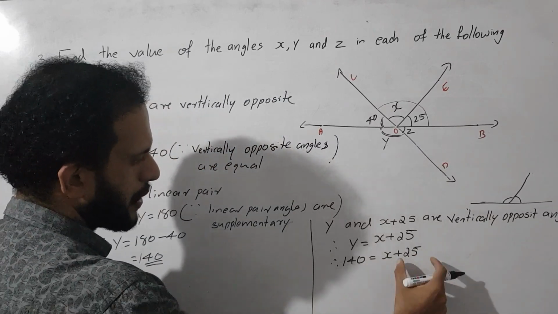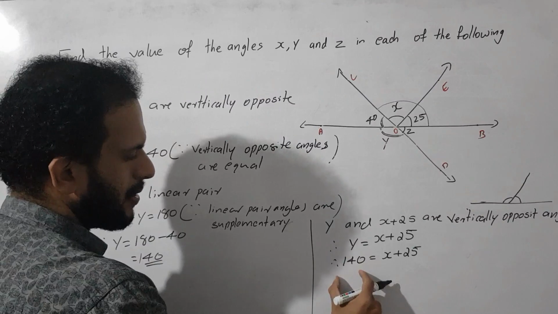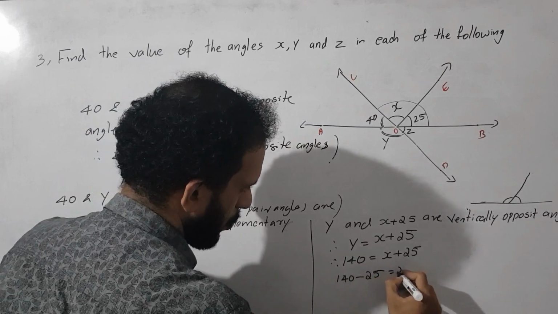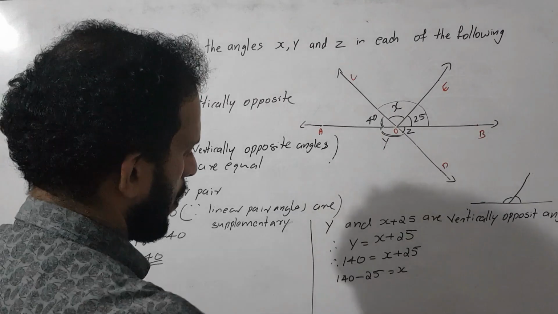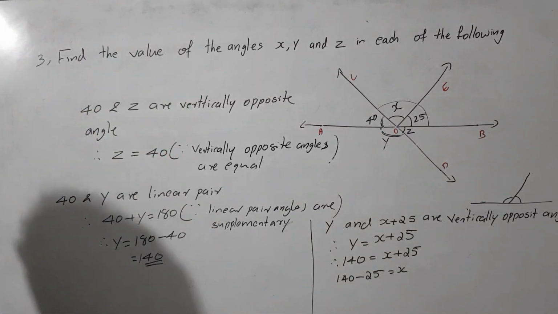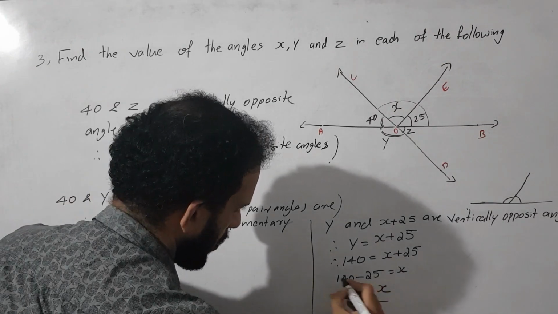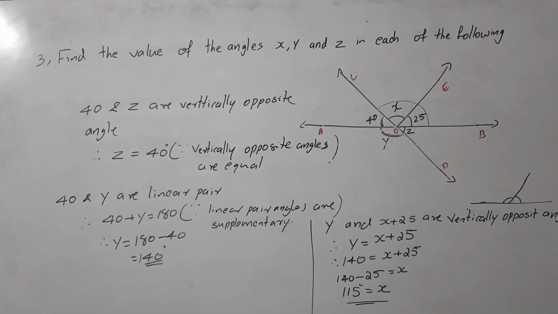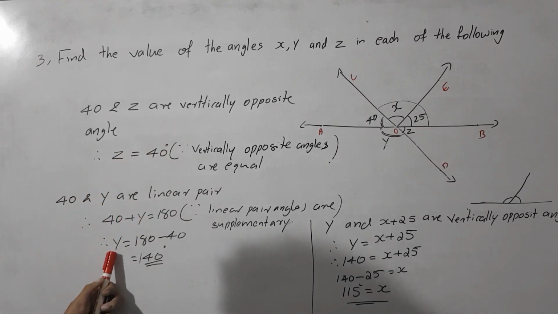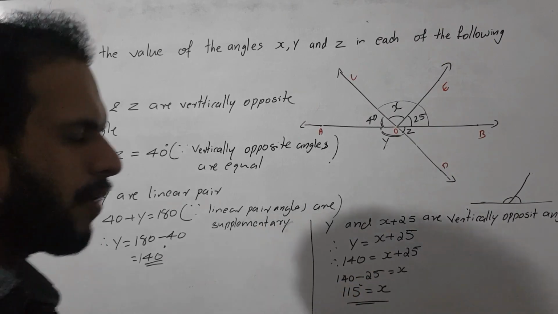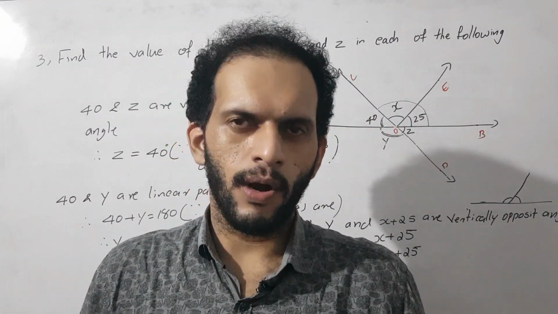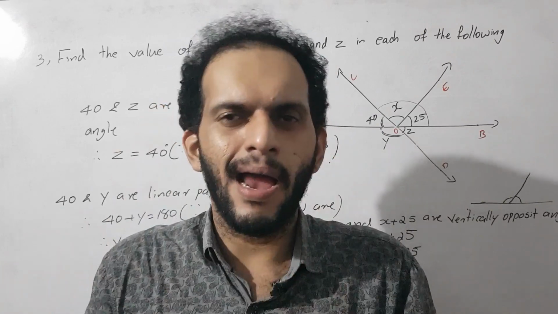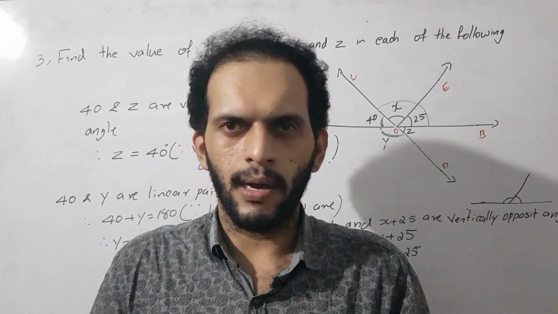For getting the value of X, we transpose plus 25 to the LHS. Then what is the change? Minus. Therefore 140 minus 25 is equal to X. What is 140 minus 25? 115. So X is equal to 115. Now we got the values: Z is equal to 40 degrees, Y is 140 degrees, and X is 115 degrees. We needed to find the values of X, Y and Z. In this type of question we apply only the ideas of linear pair and vertically opposite angles. Clear?